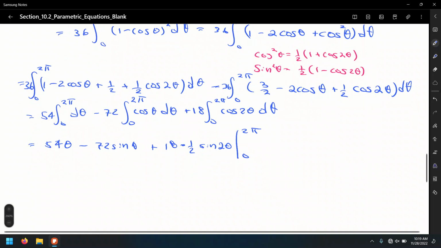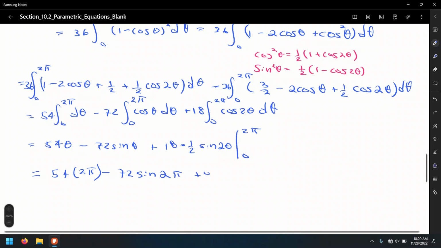And then, well, what's next over here? Just use the fundamental theorem. Evaluate at the upper limit minus evaluated at your lower limit. But check this out. We have a theta here. We have a sine theta and sine 2 theta, values for which evaluated at 0, everything is going to get zeroed out. So that's going to be 54 times 2 pi minus 72 sine. Oh, it's going to be the same for 2 theta as well.